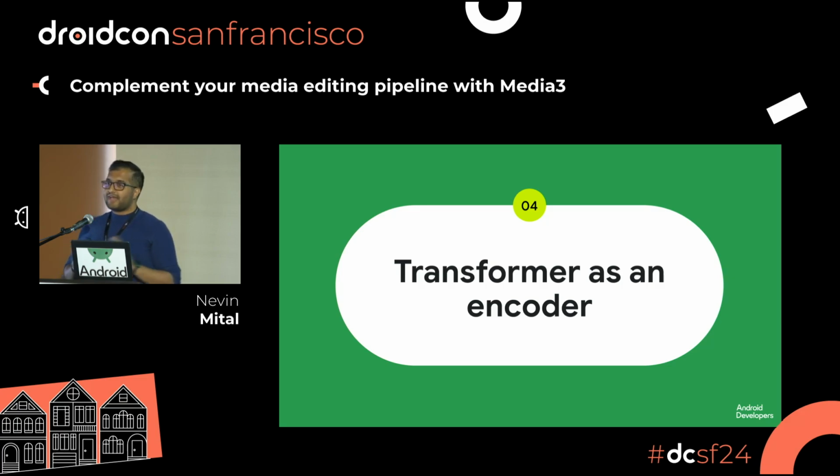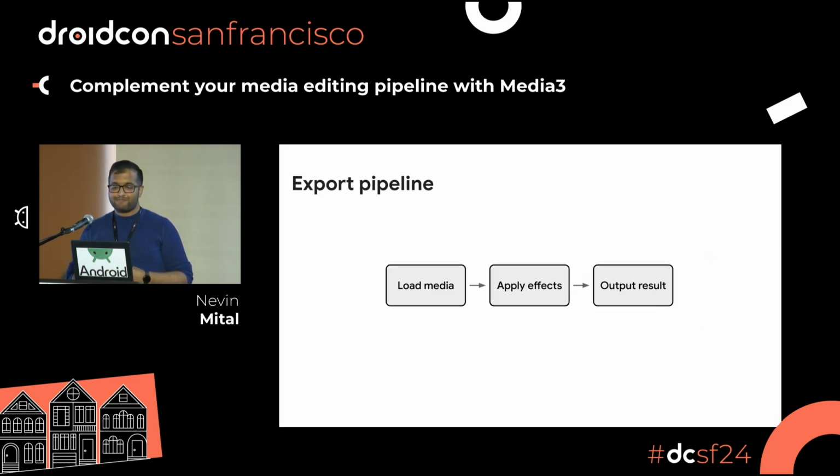Okay, and then for the last big topic I'll cover today, I'd like to introduce the idea of using Transformer solely for the encoding and exporting part of the media processing pipeline. This way, you could incrementally try adopting new Transformer capabilities and gradually take advantage of the benefits of Media3, rather than, like I said, having to undertake a huge migration project all at the same time. An export operation consists of 3 stages: loading the media, modifying it as desired, and then outputting the result.